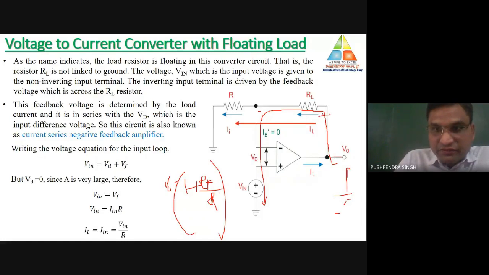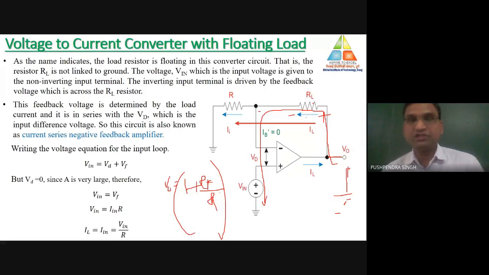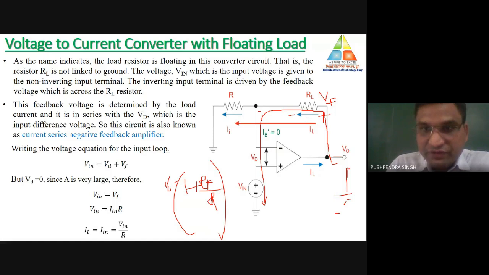The direction of the current is from this terminal to this terminal. So the total voltage drop across the load resistance is IL into RL, and that is the value of VF, feedback voltage. Across this load resistance, we are calculating the feedback voltage. So from here, VF plus VD is equal to what? V in. VF plus VD is equal to V in. That is equation number 1.